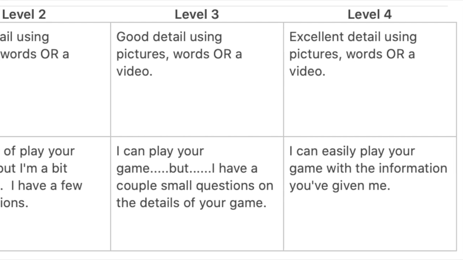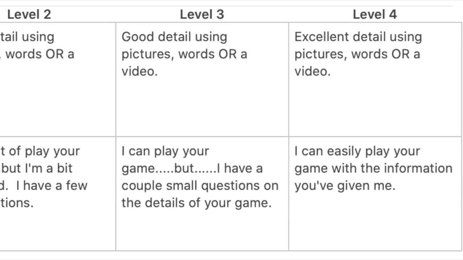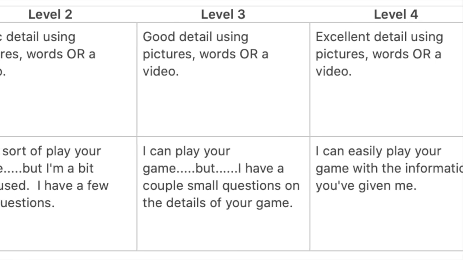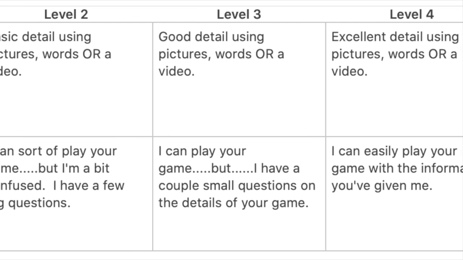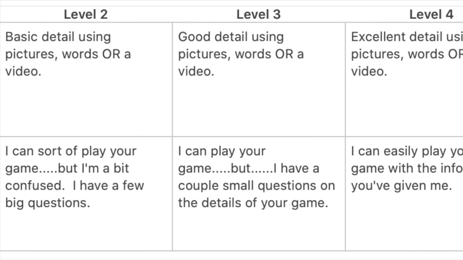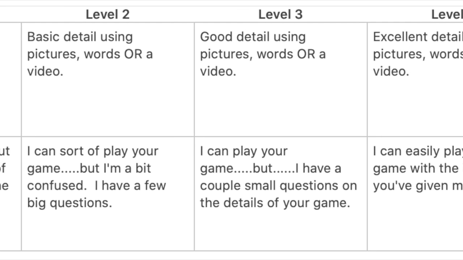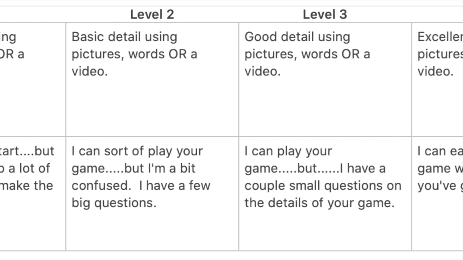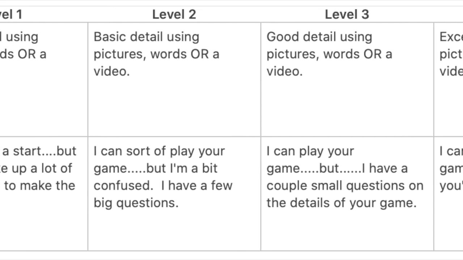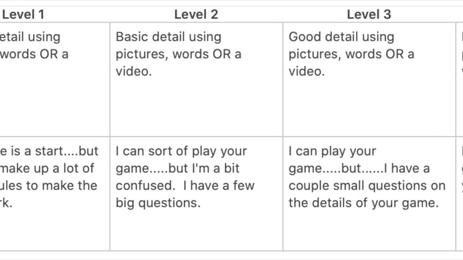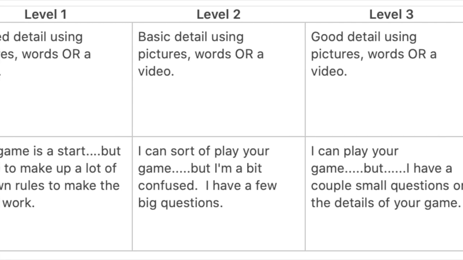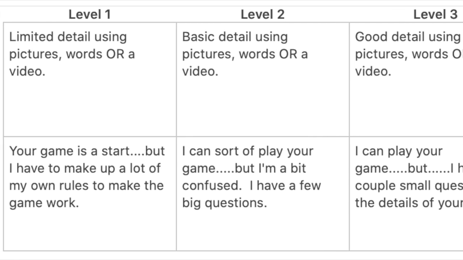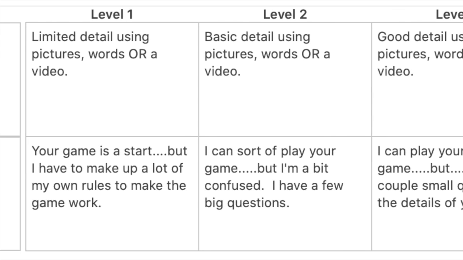I've made a rubric on Etsy that I shared with you on your weekly PDF, your challenge paper as well. When I'm giving you your mark, I'm looking at 2 areas. I'm looking at the detail and I'm looking at can I play your game. On level 4 for both, if you've got excellent detail, you're using pictures, words, or a video. Like I said earlier, you're not going to lose marks if you don't do a video. You can use pictures and words and do just as well. If I can easily play your game at home, you get level 4 in both categories.